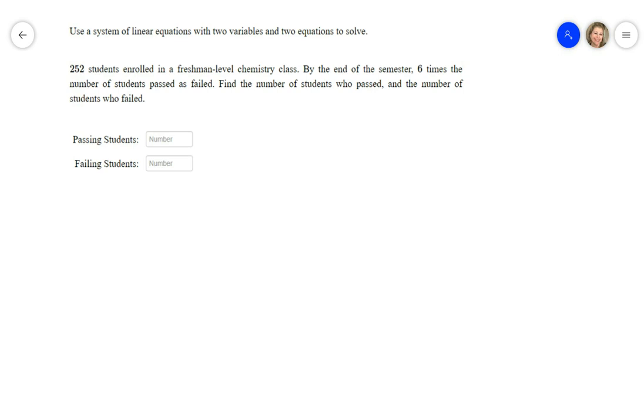Okay, they want us to use a system of linear equations with two variables and two equations to solve. So I need two variables. Let's just use x and y like we always do.